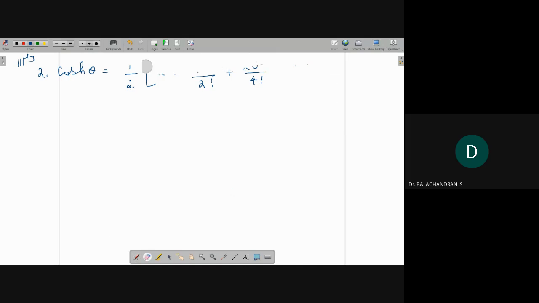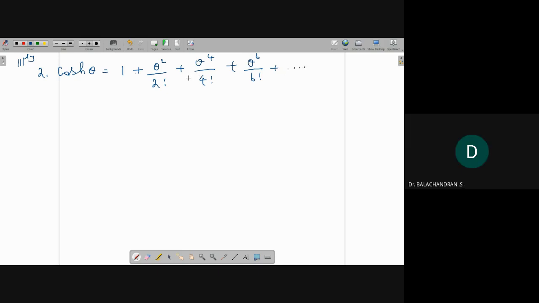I need the final answer. 1 plus theta square by 2 factorial, plus theta power 4 by 4 factorial, plus theta power 6 by 6 factorial. Even powers, yes, correct.